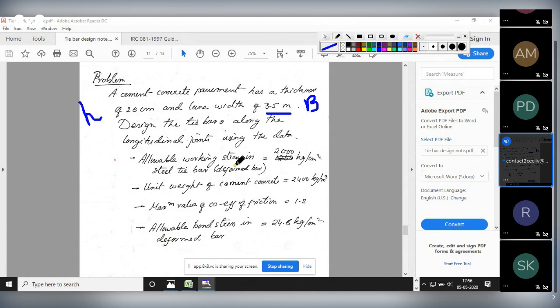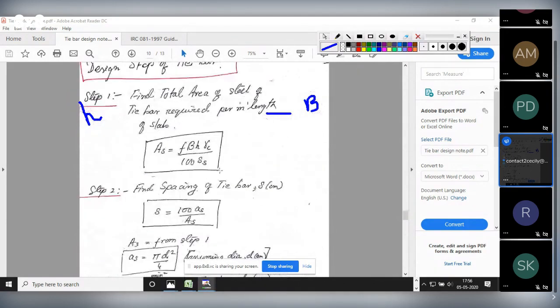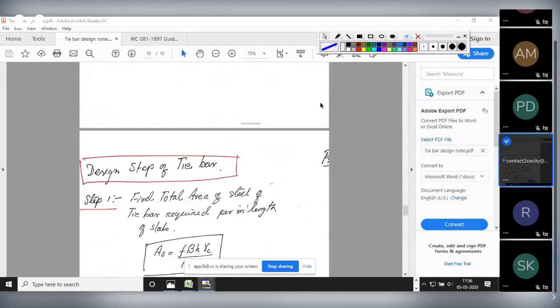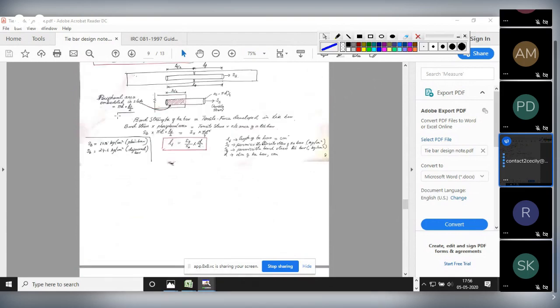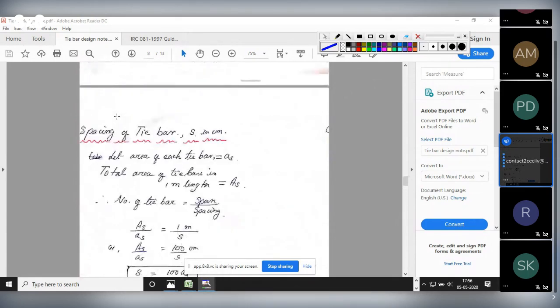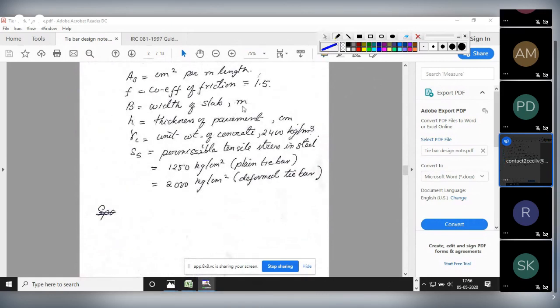Now, what are these data? See, allowable stress in steel tie bar. Before that, as I already said, there are two types of bar. It may be a plain tie bar, or it may be a deformed epoxy coated bar. So for that there are two values, SS and SB. Please note it down. SS is the permissible tensile stress in steel. For plain bars, which are mild steel bars, it will be 1250 kg per centimeter square.